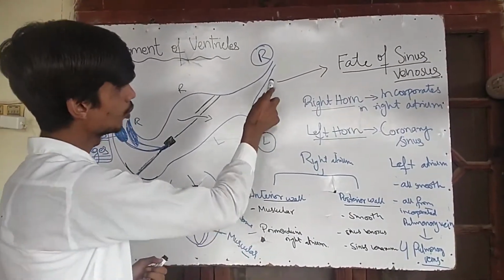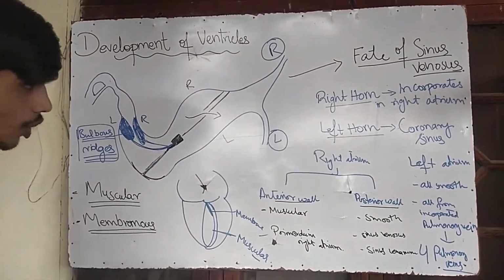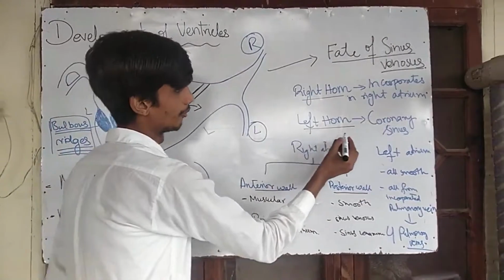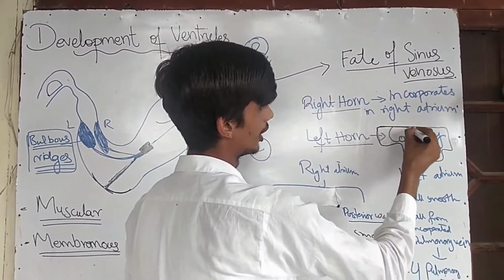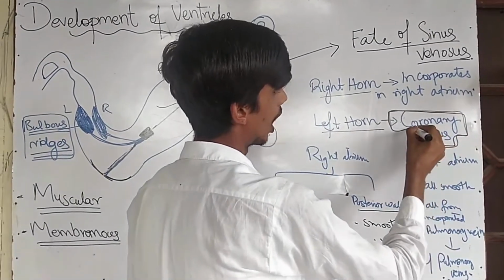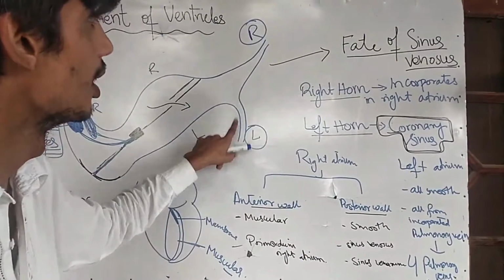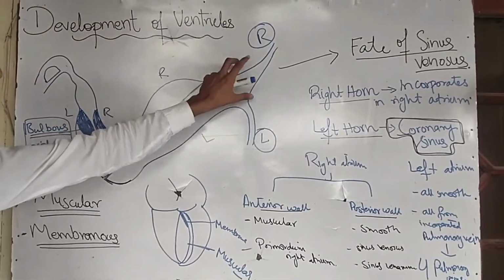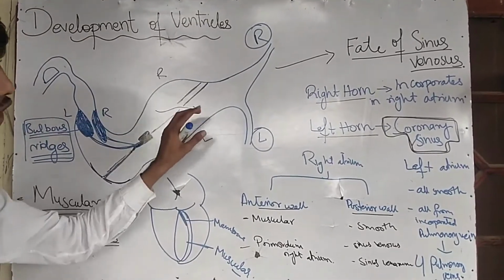You know that there are two horns of the sinus venosus, the right and left. The left horn of the sinus venosus will form the coronary sinus, which is present behind the heart, draining most of the parts of the heart. Fine. So the left horn will form the coronary sinus, whereas the right horn will incorporate into the right atrium and will form the posterior wall of the right atrium.